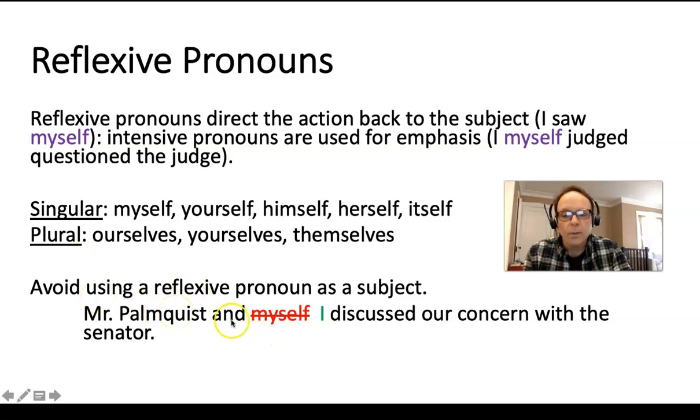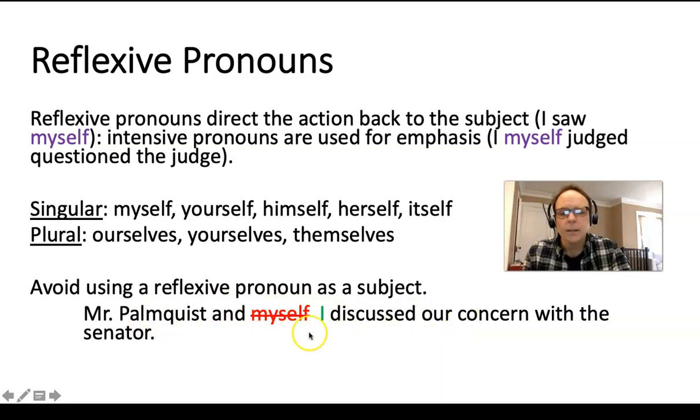Mr. Palmquist and myself. So really, myself, a lot of times I think people use that word just because it sounds more formal, but it's not good to be used as the subject. We would want to say Mr. Palmquist and I discussed our concern.